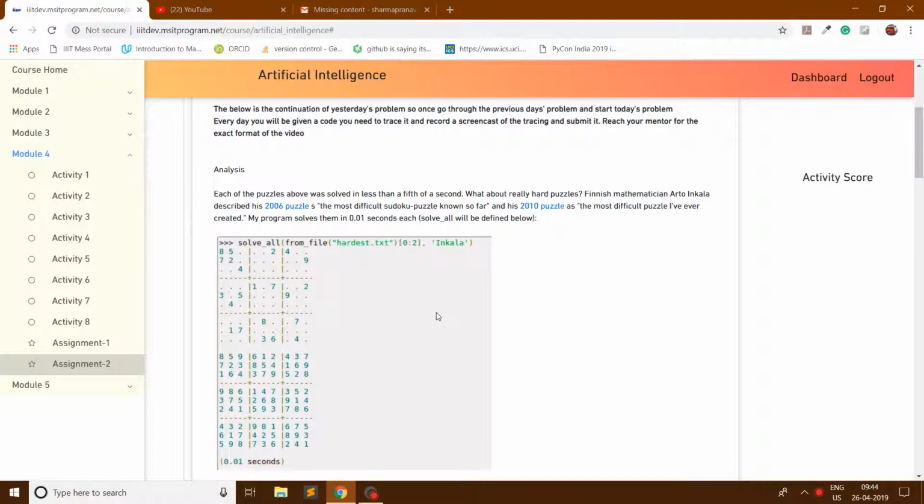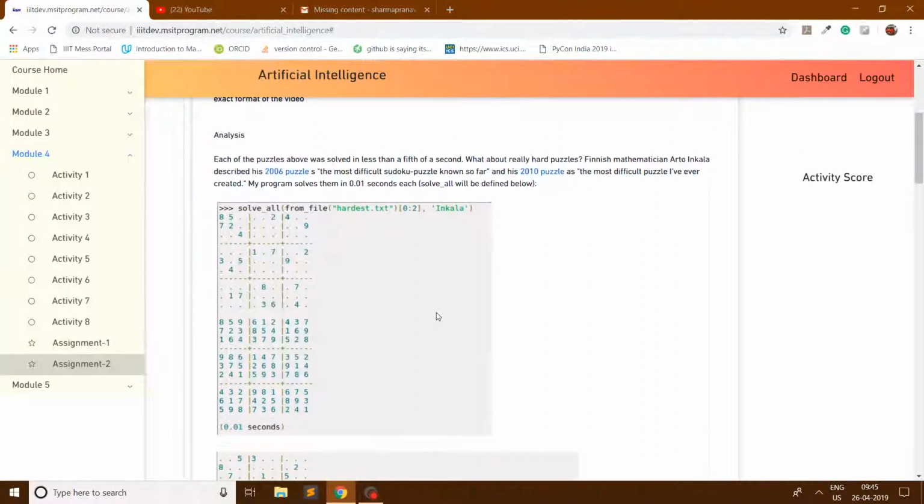Let me tell you one thing. We'll be using a recursive search algorithm known as backtracking search. It's a modified version of depth first search, in a way that if something goes wrong, the algorithm automatically returns to the last stable state and starts doing things differently from there.